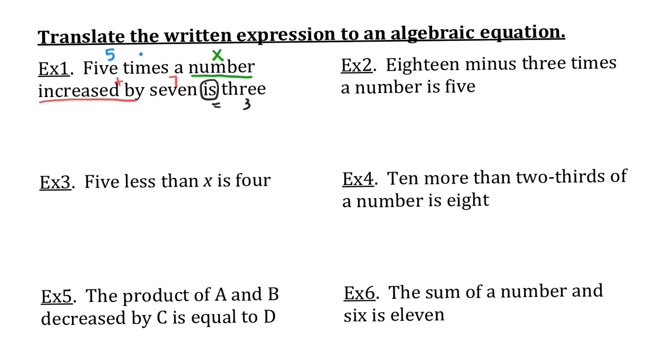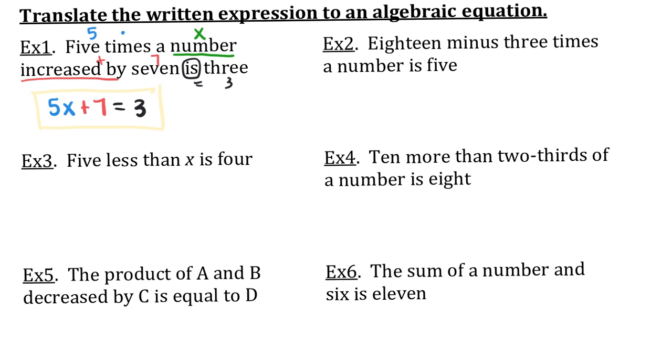Okay, so now I'm just going to write this out as an equation. 5 times x, 5x. You can put the dot in between, but if there's a variable, you don't have to. So 5x increased by 7 is 3. Okay, did I do it? I did it. I wrote it. I turned it into an equation. It has an equal sign. Done. That's all we're going to do. Let's go to the next one.